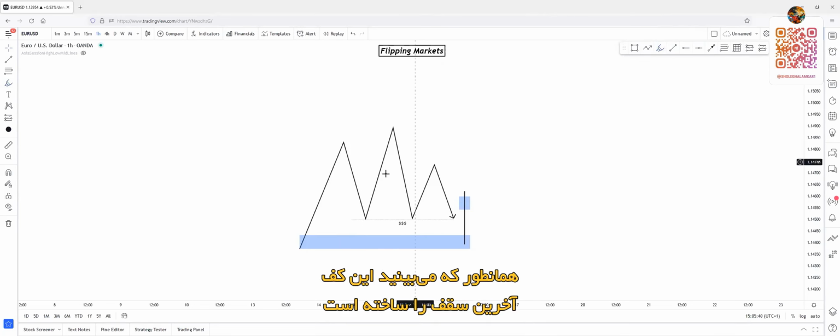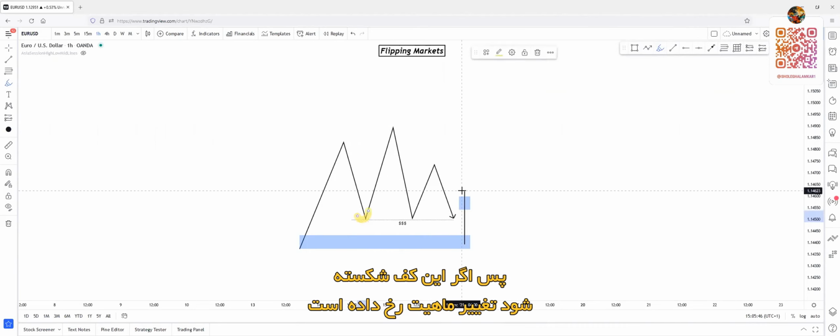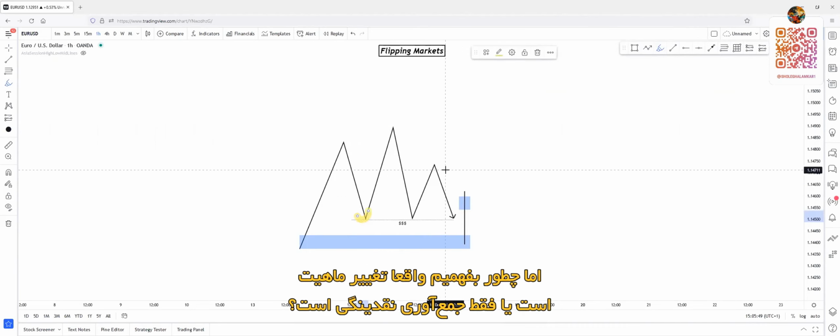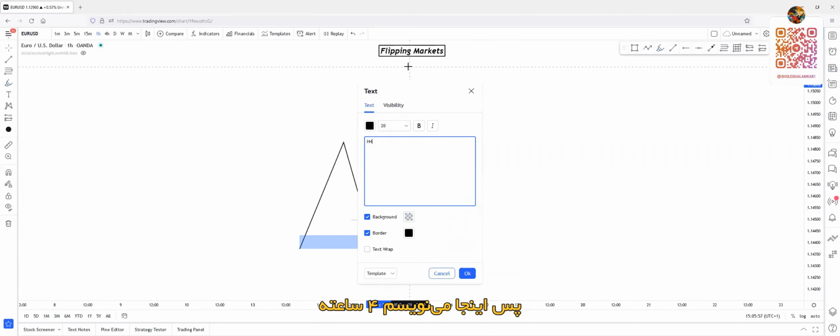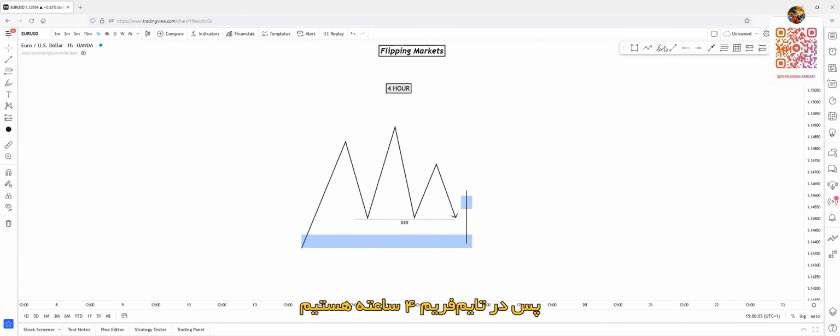Okay, so as you can see, this low point has created the last high. So if this low point breaks, you can call it a change of character. But how can we identify if it's a change of character or just a liquidity sweep? Let's say we are on the 4-hour time frame. So I will just write the 4-hour here.